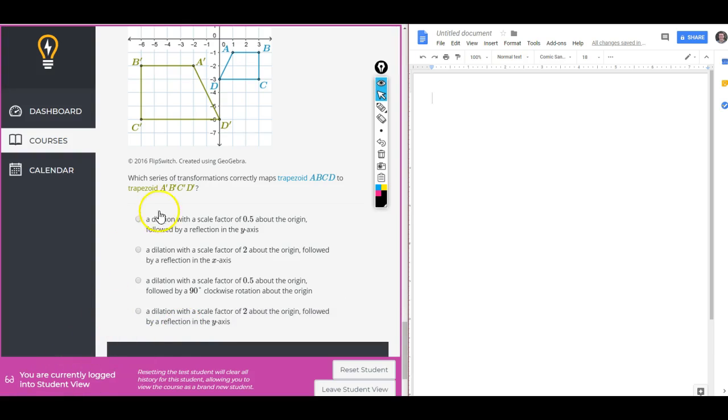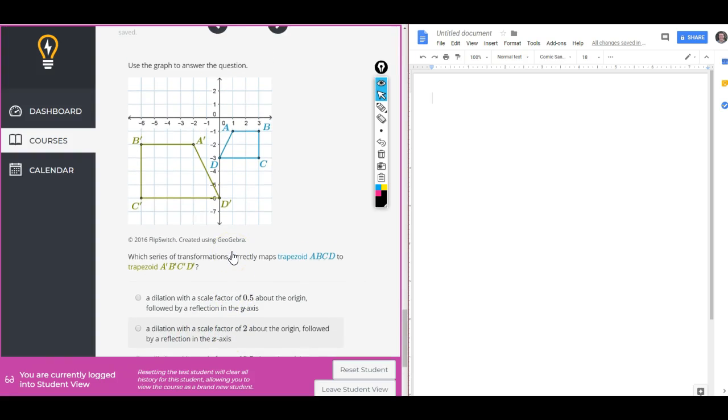So I'm thinking to myself, how can I quickly eliminate some of these options? And I notice that 2 of them have y-axis reflections and 1 has an x-axis. So I'm going to look at it and ask myself, does this look like a y-axis reflection or an x-axis reflection? And how would I know the difference?